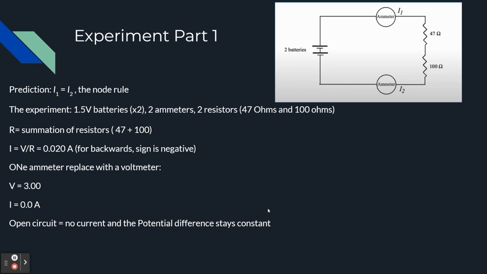Part 1 of the experiment: we have the prediction of I1 equals I2, or the node rule. The experiment uses 1.2, 1.5 volt batteries, 2 ammeters, as well as 2 resistors. The summation of the resistors is equal to 47 plus 100, and I is equal to volts over R. One ammeter replaced with a voltmeter gives 3 volts and 0 amps, and an open circuit has no current, and the potential difference stays constant.